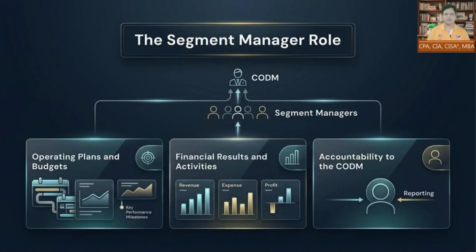The segment manager role helps us understand accountability, but it is not a separate fourth test. Many operating segments have someone responsible for budgets, forecasts, operating plans, activities, and financial results. That person is accountable to the CODM. The existence of a segment manager can support the analysis of how the business is organized, but we still return to the operating segment criteria: business activity, CODM review, and discrete financial information.